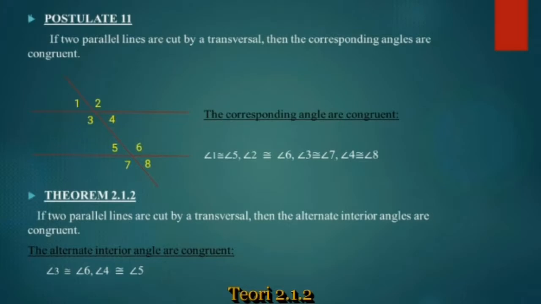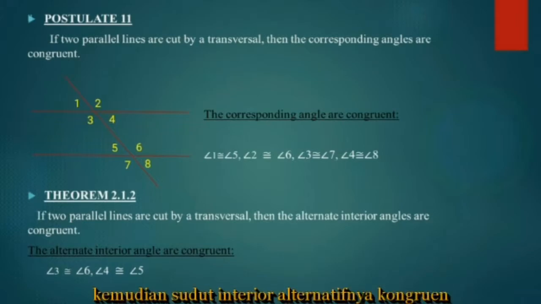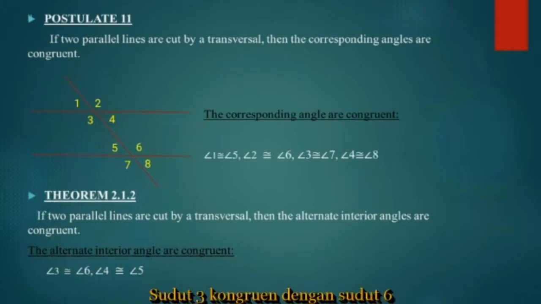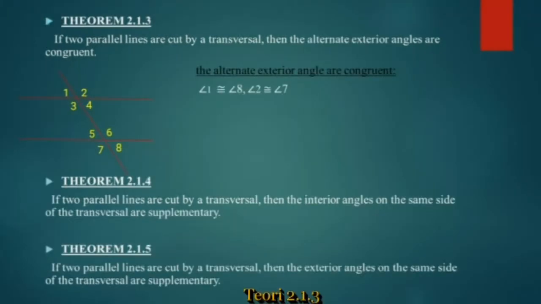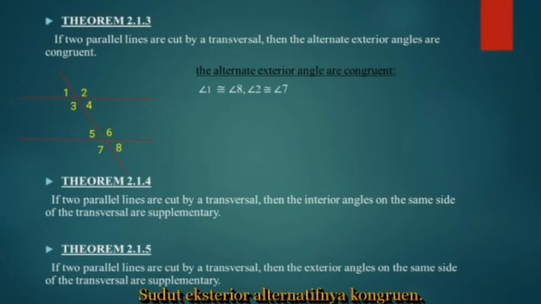Theorem 2.1.2. If two parallel lines are cut by a transversal, the alternate interior angles are congruent. The alternate interior angles that are congruent are angle 3 congruent to angle 6, and angle 4 congruent to angle 5. Theorem 2.1.3. If two parallel lines are cut by a transversal, then the alternate exterior angles are congruent. We take the example picture on the side. The alternate exterior angles that are congruent are angle 1 congruent to angle 8, and angle 2 congruent to angle 7.